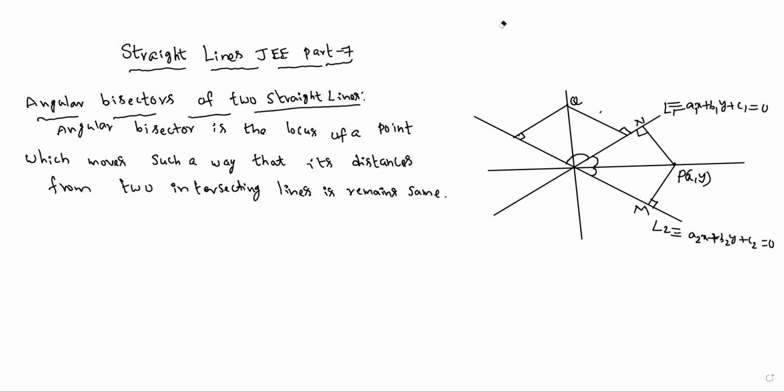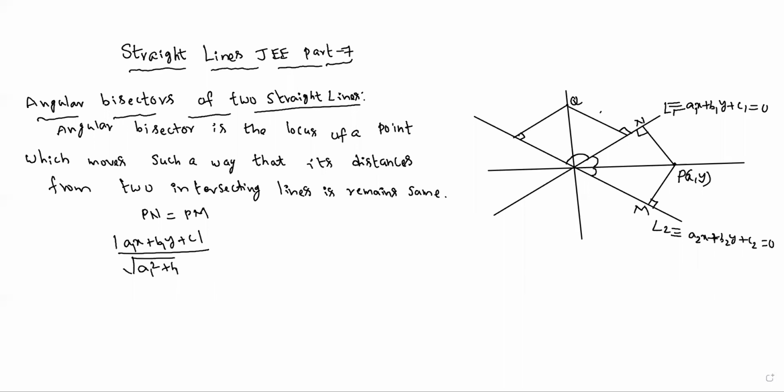Now to find the equation of angular bisector, PN is equal to PM. We know the perpendicular distance from the point to the line L1. PN is the perpendicular distance from point P to the first line. That is, clearly, modulus of A1x plus B1y plus C1 by root of A1 square plus B1 square.